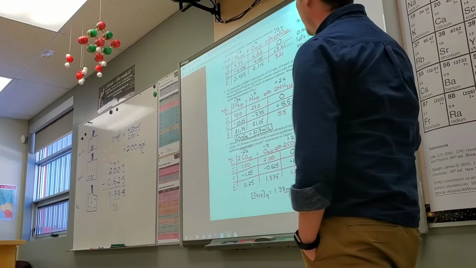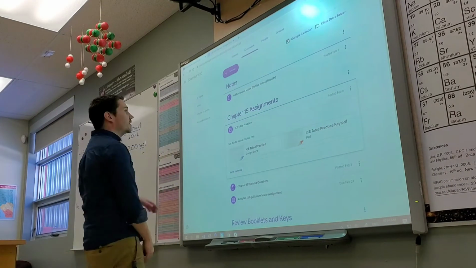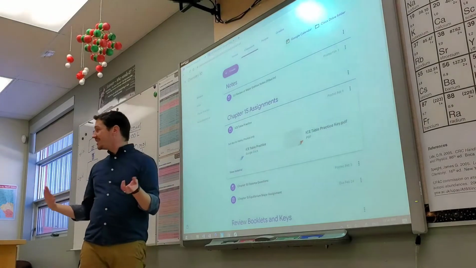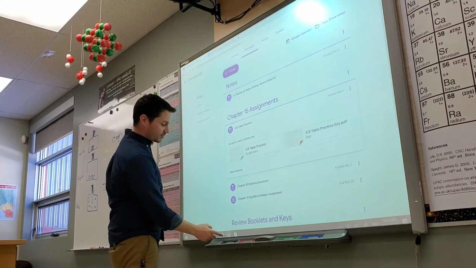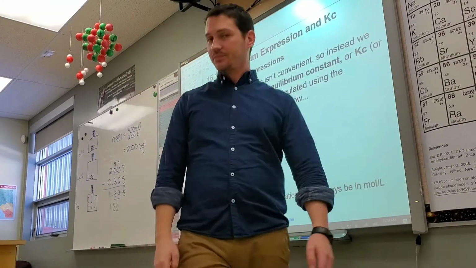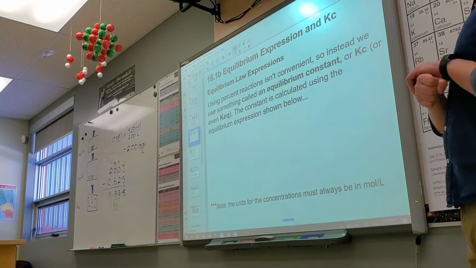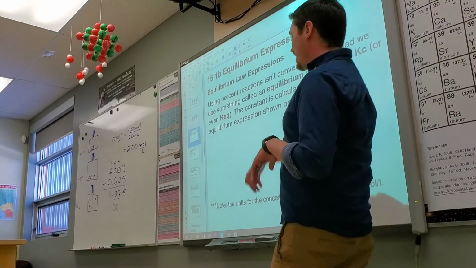But anyways, the key's up on Google Classroom, and we're going to move on to bigger and better things in a second. Let me know if you want more ice table practice. I can probably whip up some more ice table practice. But for the meantime, we're going to talk about equilibrium expressions and this idea of Kc.